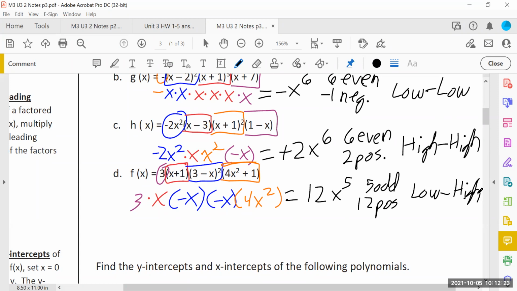Now, a quick note, I keep writing out odd, positive, even, positive. The hope is today you're going to get to the point where you don't have to write that out anymore. You're going to look at that and say, oh yeah, odd, positive, low, high. Does that make sense to everybody? But if you need to write that out every time, that is totally fine.